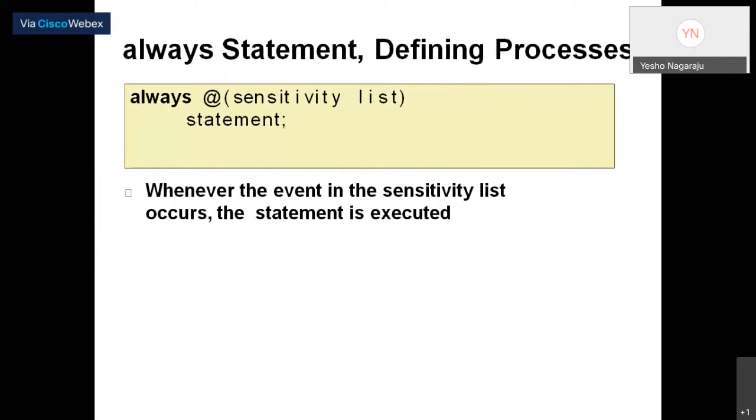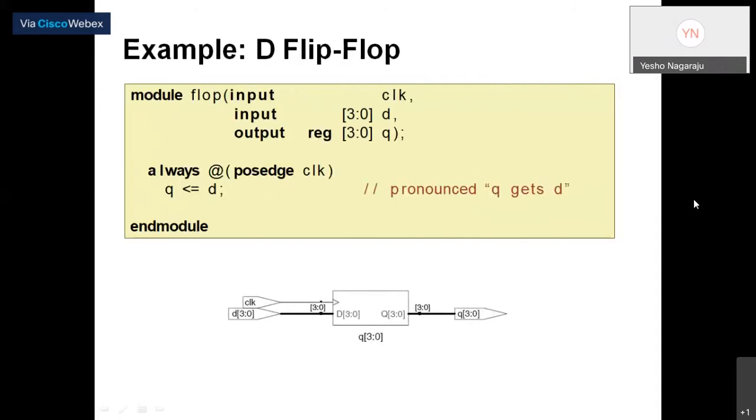Let us revisit the always statement. This is the basic behavioral construct that is available. Whenever we define an always statement, we have a sensitivity list followed by statements that are executed sequentially. The statements to be executed are put under begin and end, and between them you embed all your sequentially executed statements. Whenever there is an event on the signals declared in the sensitivity list, this always block comes into execution.